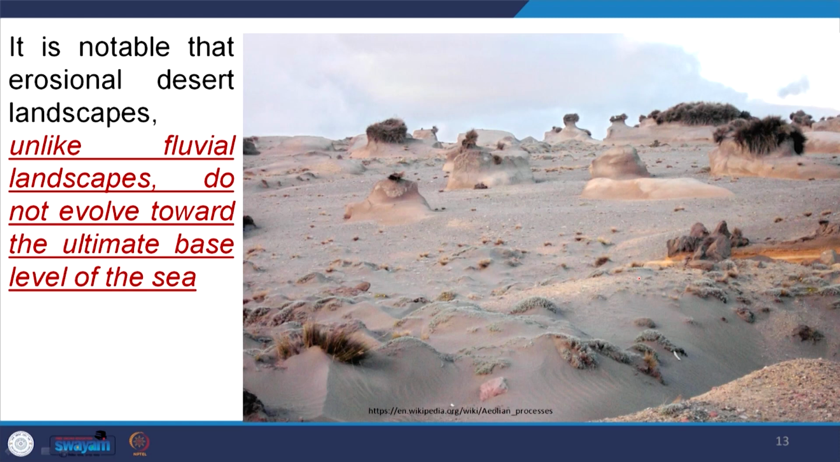It is notable that erosional desert landforms or landscapes, unlike fluvial landscapes, do not evolve towards the ultimate base level of the sea. This is very important, because whenever we talk about this fluvial environment, the maximum level or the maximum depth a river can erode, it is the base level. But here there is no question of base level, it is a dynamic process. Sand can be removed from here and sand can again be deposited here.